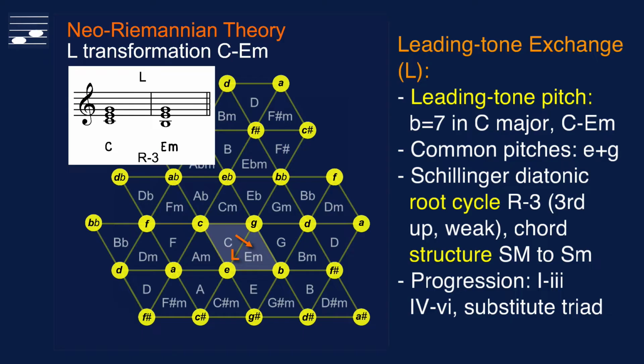This transformation is possible on the tonic degree 1 and subdominant degree 4 in major, and again we may use these as substitute chords for the starting triad.